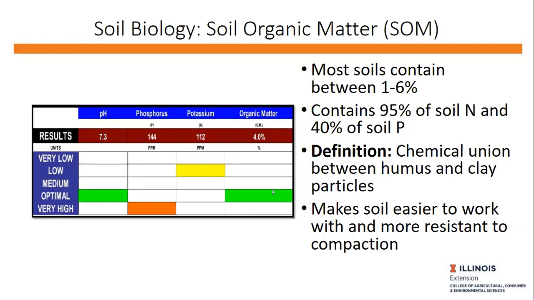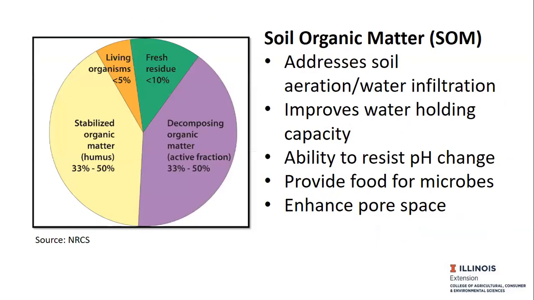A definition for soil organic matter: it's a chemical union between the humus and the clay particles. In most cases, and in essence, it makes the soil easier to work with. It makes it more resistant to compaction that you may run into. So soil organic matter can address soil aeration and water infiltration. It can improve both of those. It can also improve the water holding capacity of your soil. And it also allows your soil to be resistant to pH changes that may be occurring.